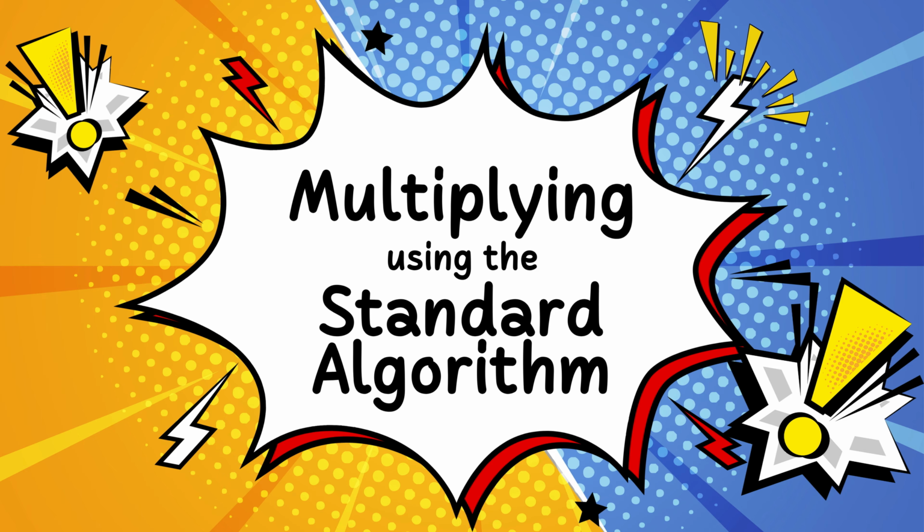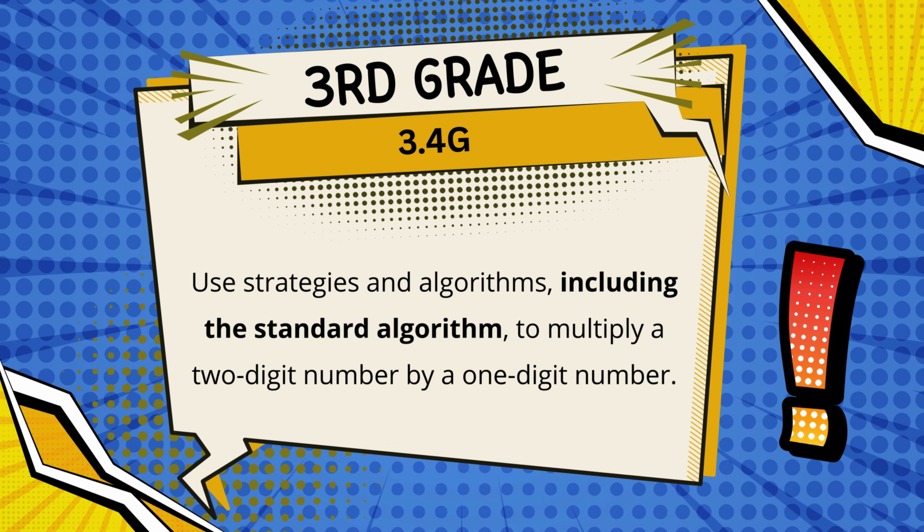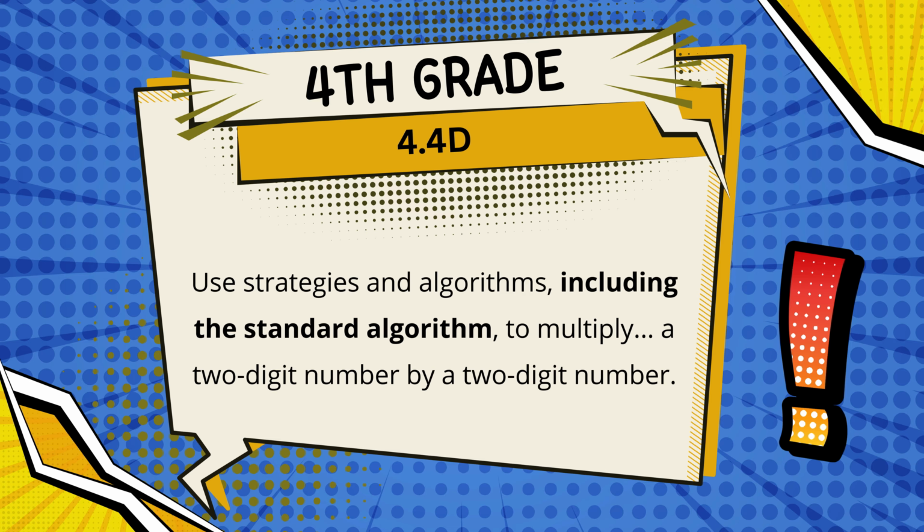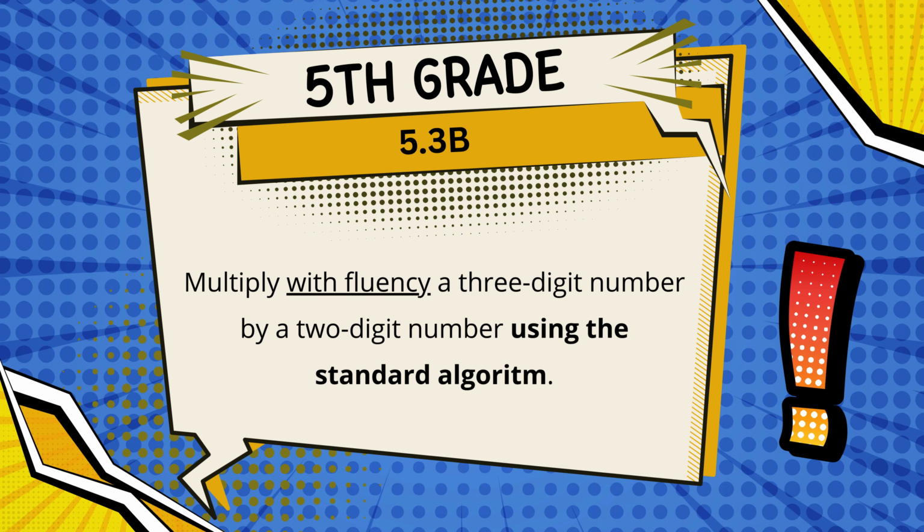Multiplying using the standard algorithm. In third grade, we use strategies and algorithms, including the standard algorithm, to multiply a 2-digit number by a 1-digit number. In fourth grade, we use strategies and algorithms, including the standard algorithm, to multiply a 2-digit number by a 2-digit number. And finally, in fifth grade, we need to multiply with fluency a 3-digit number by a 2-digit number using the standard algorithm.